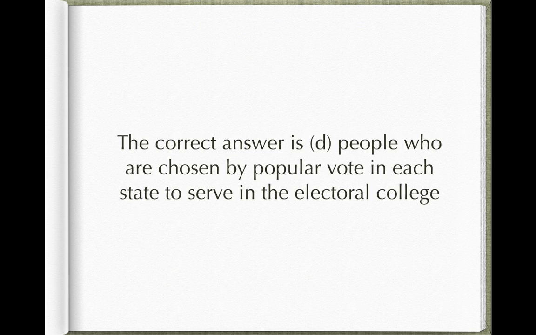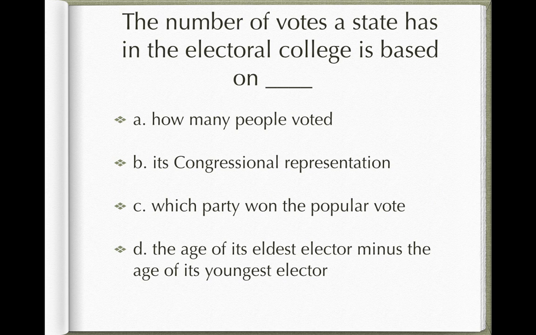The correct answer is D. The slate of electors are people who are chosen by popular vote in each state to serve in the Electoral College. The number of votes a state has in the Electoral College is based on what?